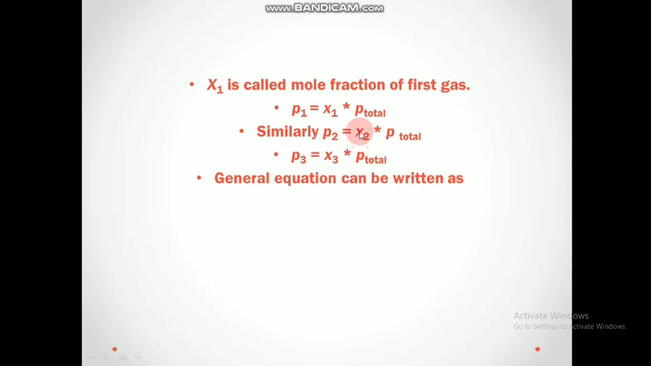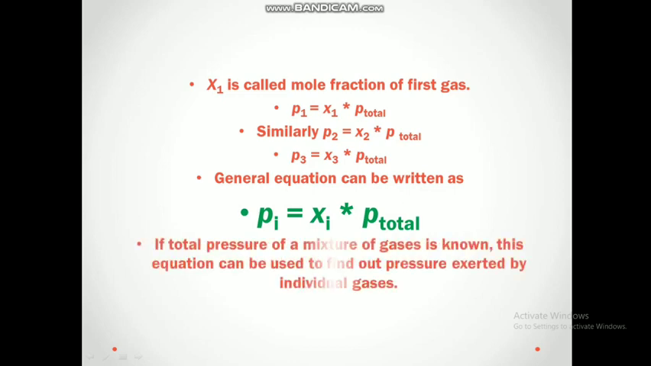So from this equation, the general equation can be written as Pi for gas i: Pi is equal to Xi into P total. That is the general equation. So as I told, this equation is very important when we know the total pressure and we want to find out the pressure exerted by an individual gas. So that's about Dalton's law and about the relation between partial pressure and the mole fraction.